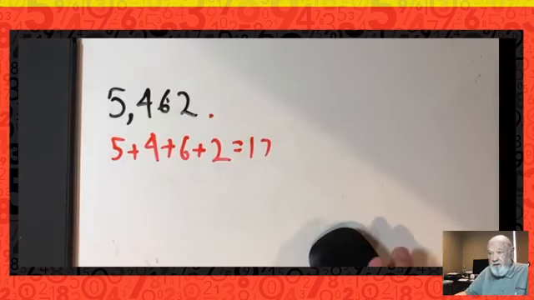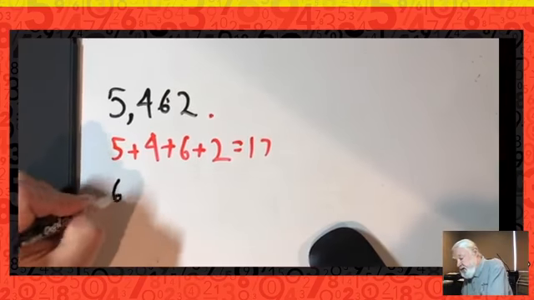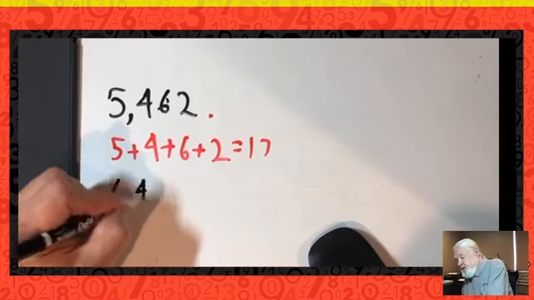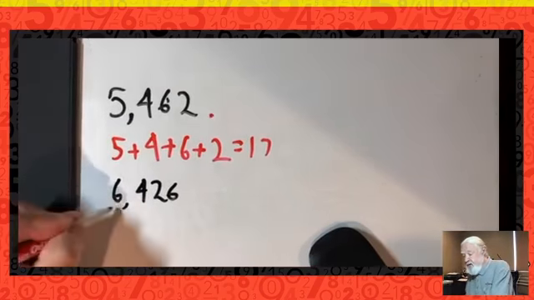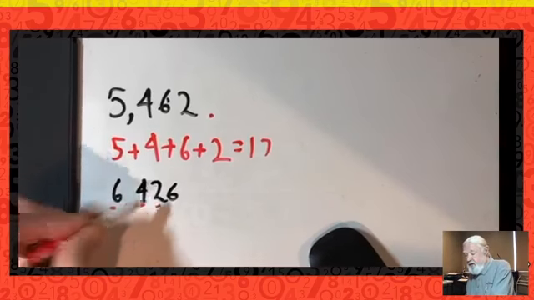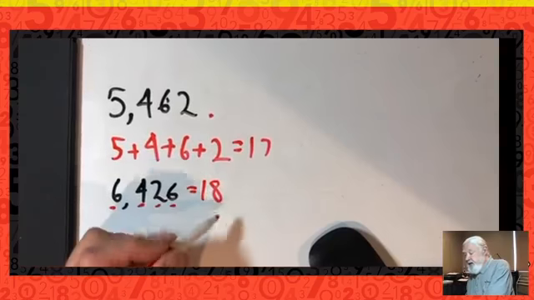However, let's do one where the divisibility actually works. I'll use a very similar number. Let's use 6, 4, 2, 6. And again, if we add the digits here, 6 plus 4 is 10, plus 2 is 12, plus 6 is, this time we get 18. And both 3 goes into 18 and 9 goes into 18.